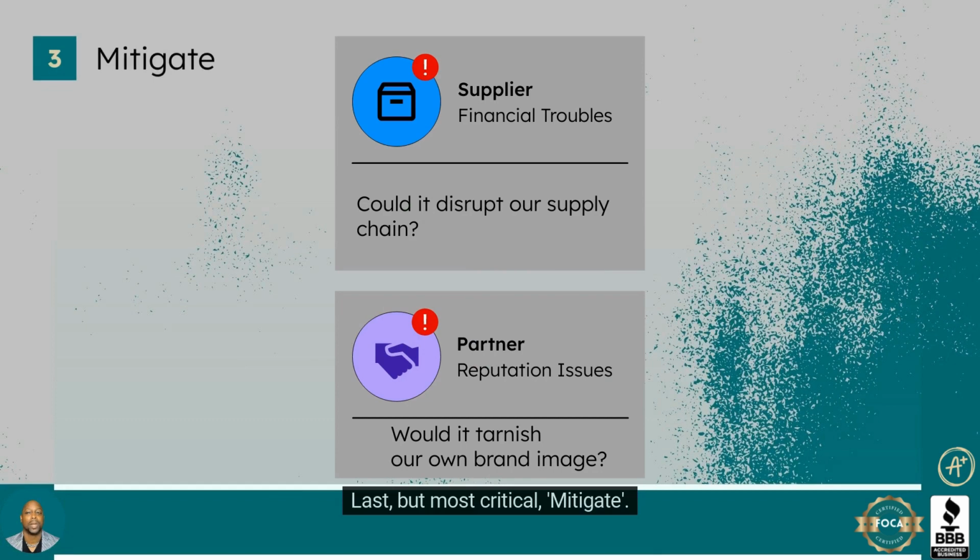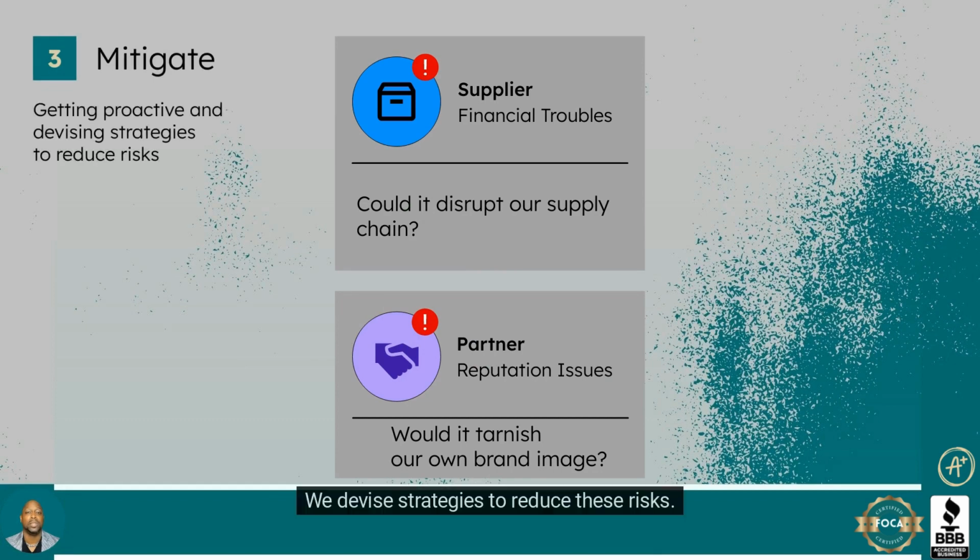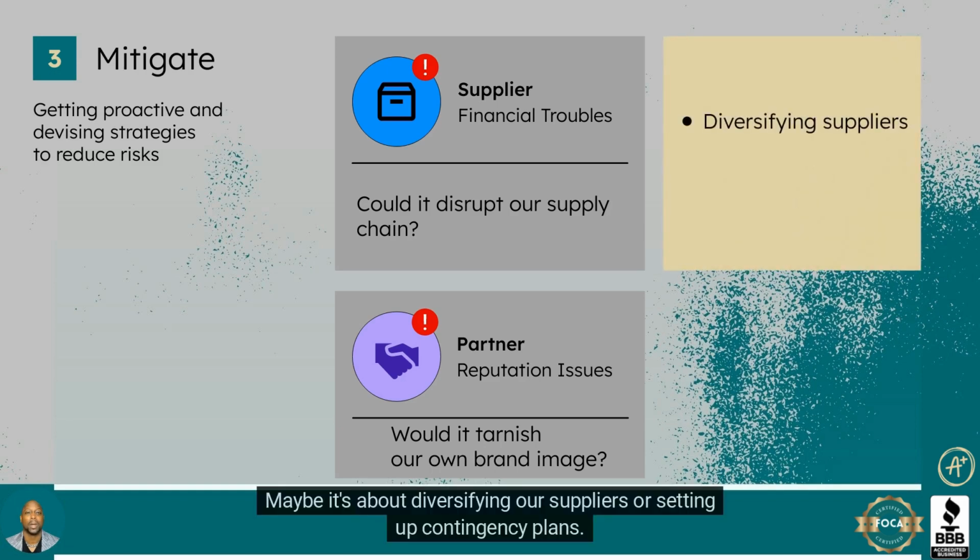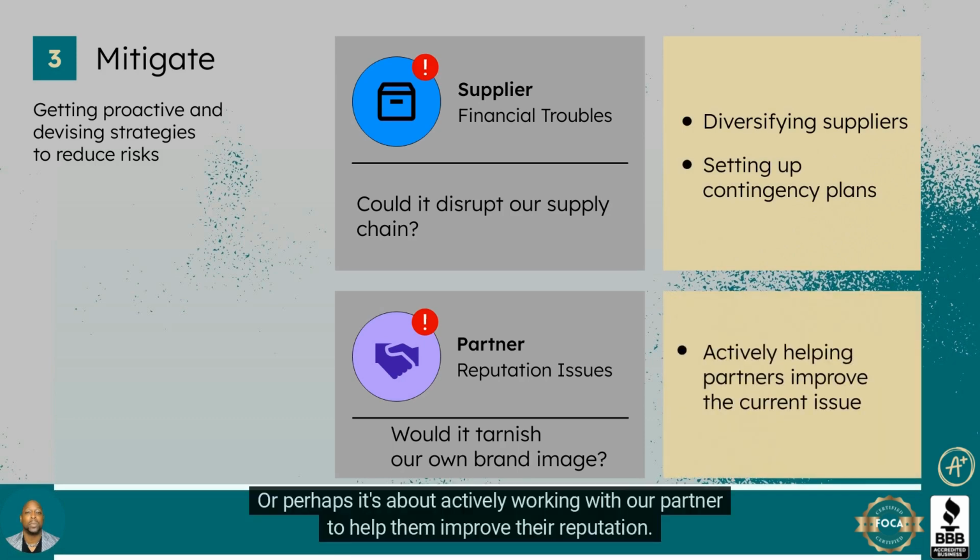Last, but most critical, mitigate. This is where we get proactive. We devise strategies to reduce these risks. Maybe it's about diversifying our suppliers or setting up contingency plans. Or perhaps it's about actively working with our partner to help them improve their reputation.